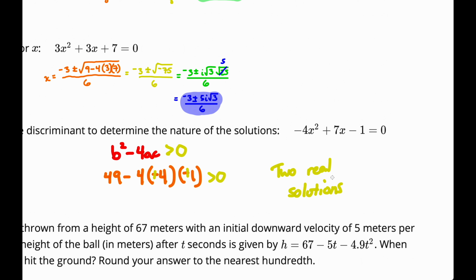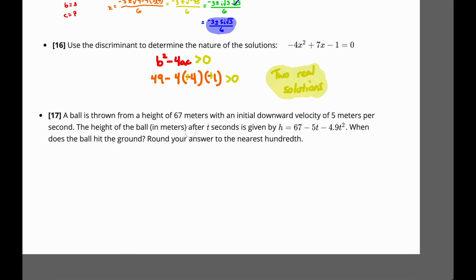It says explain the nature for it. Well, the nature is that there's two real solutions. And the reason for that is because it's greater than 0. If it was negative, it would be two complex solutions. If it was equal to 0, it'd be one real solution.